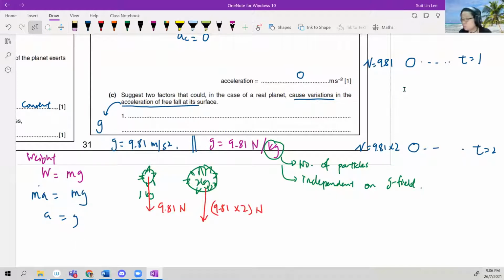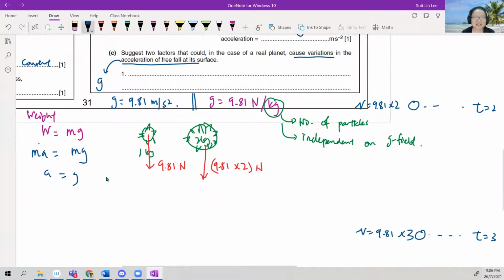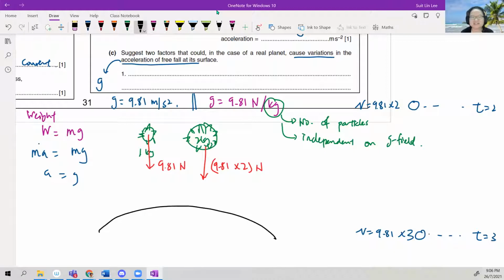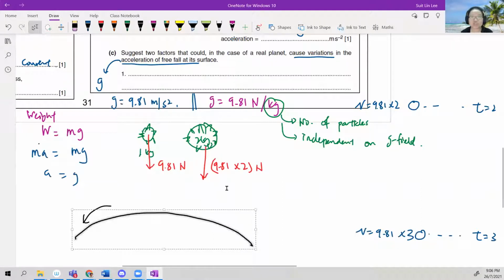Then now is the time to bring in, number one, the planet is spinning. You know that, right? The planet is spinning. So if let's say this is the surface of the planet, and this one I exaggerate, the surface of the planet is spinning this way. So if before the durian reached the floor, the planet already spun a bit, the acceleration will change.